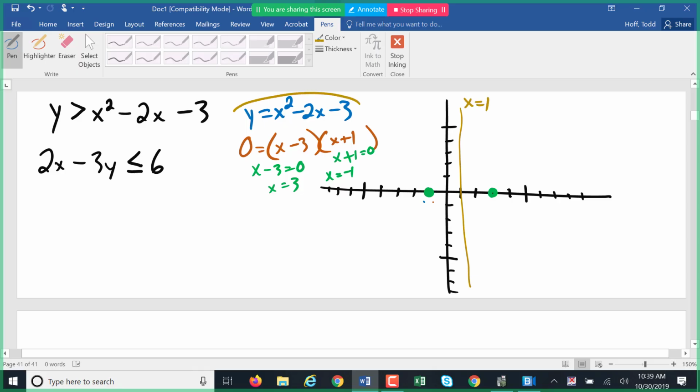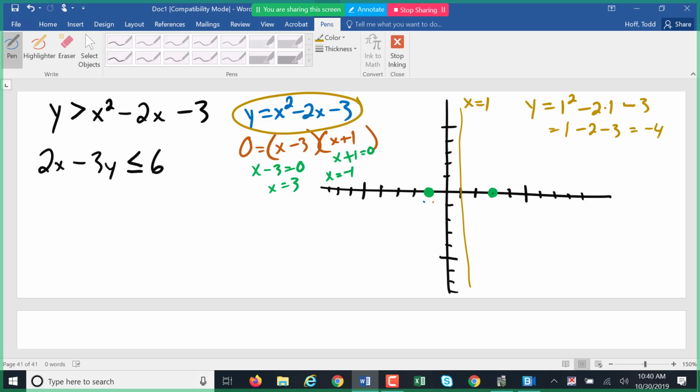So we put 1 into this equation to find the y-coordinate of the vertex. So y equals 1 squared minus 2 times 1 minus 3. So that's 1 squared minus 2 minus 3, which equals negative 4. So 1, negative 4 is the coordinate of our vertex. So that's enough to sketch our parabola. This is greater than, so our parabola is dashed.